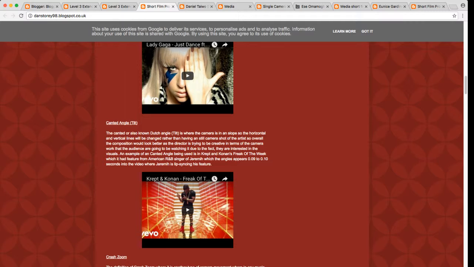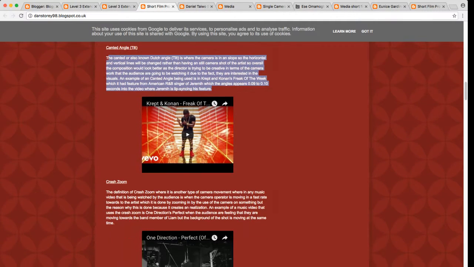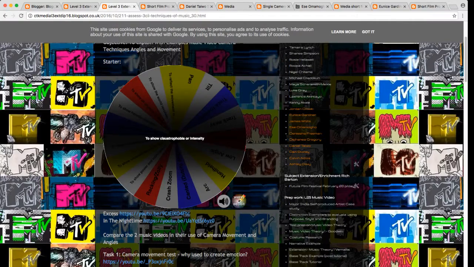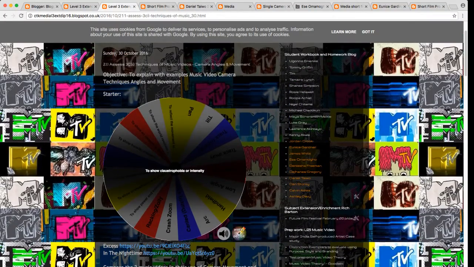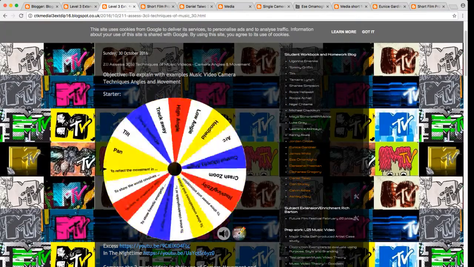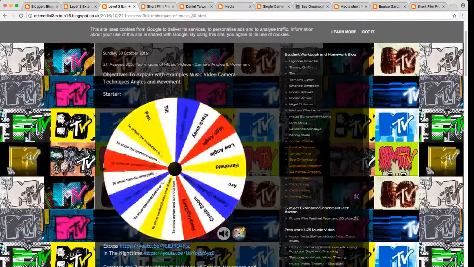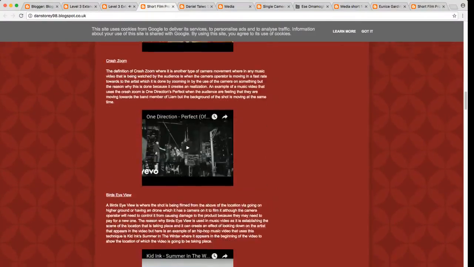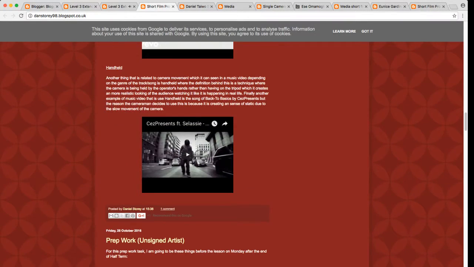Canted angle, again, you've described it here. Not really sure why it's being used though, so that doesn't discuss why we use it. Again, I'll refer you back to the lesson notes that you took in the lesson here, and particularly the wheel, where it gives you literally the merit level responses here that you might just want to match up. So again, check what you're doing against that. Nevertheless, looking through here, this is a strong piece of work.